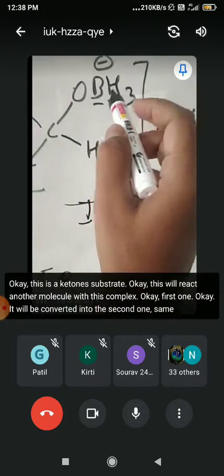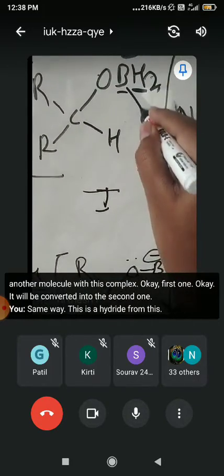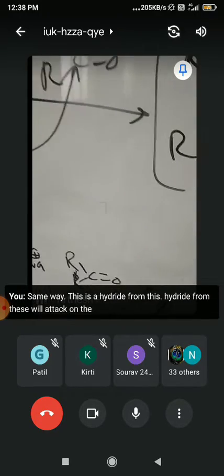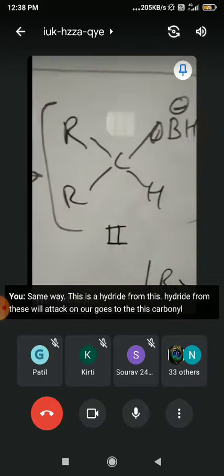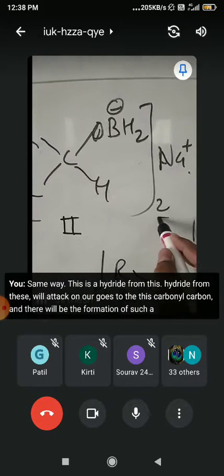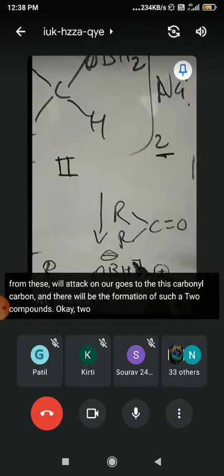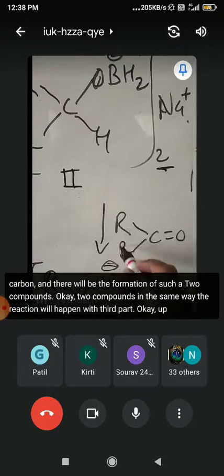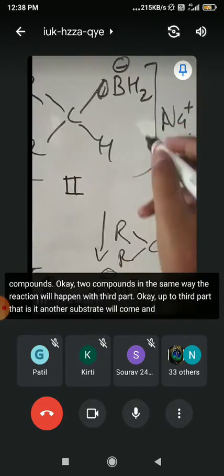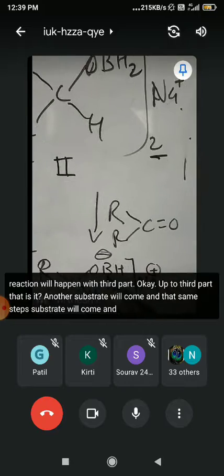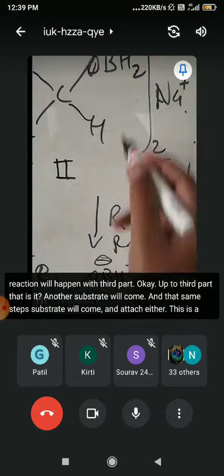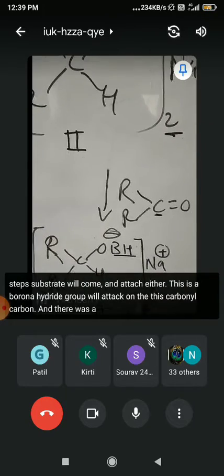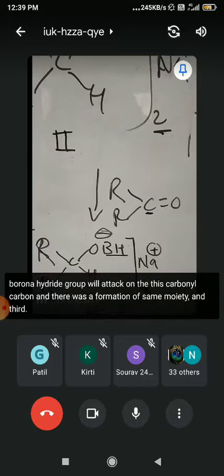In the same way, a hydride from this will attack the carbonyl carbon, and there will be the formation of two such compounds. In the same way, the reaction will happen with the third part. Another substrate will come and attach, and the boron hydride group will attack the carbonyl carbon, forming the same moiety a third time. Three molecules are there.